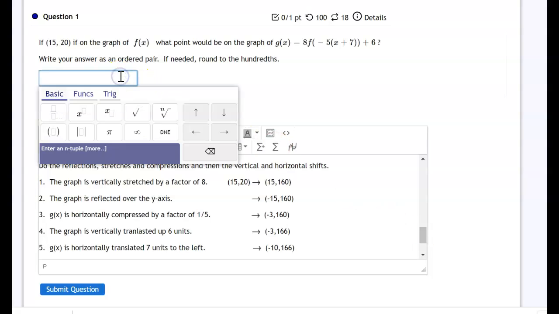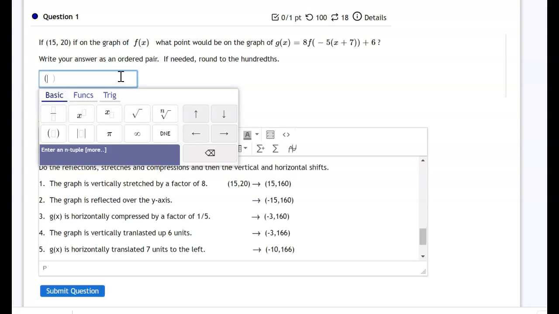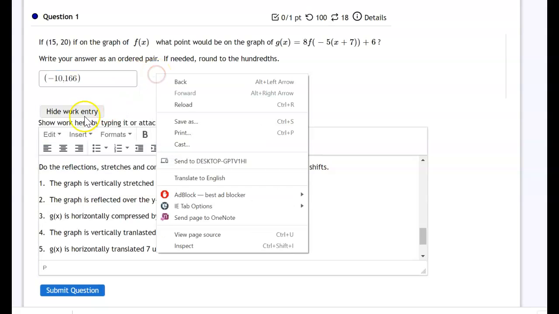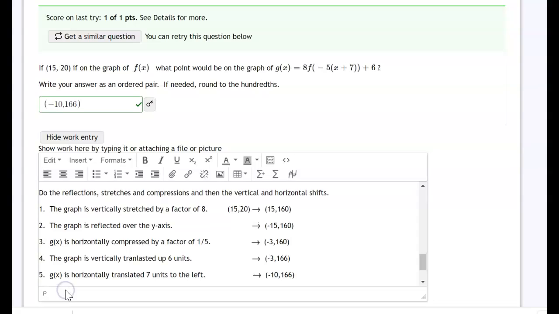I'm going to go to my screen and type it in to check it, so (-10, 166), close the parenthesis, hit submit, and it looks like I did that question right. You can click Get Similar Question, and you can try another one.